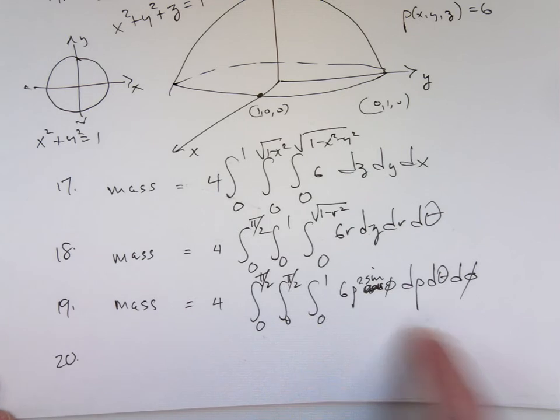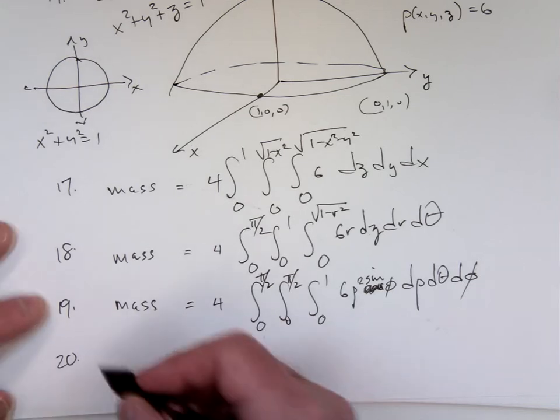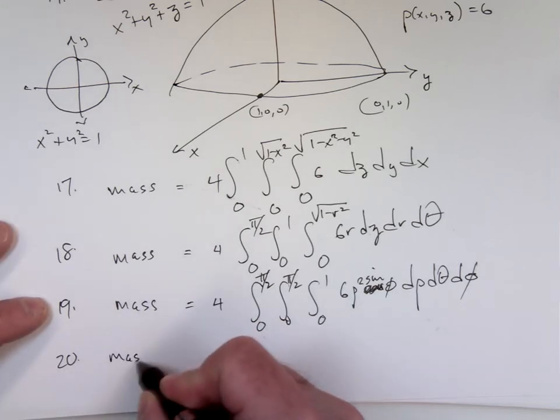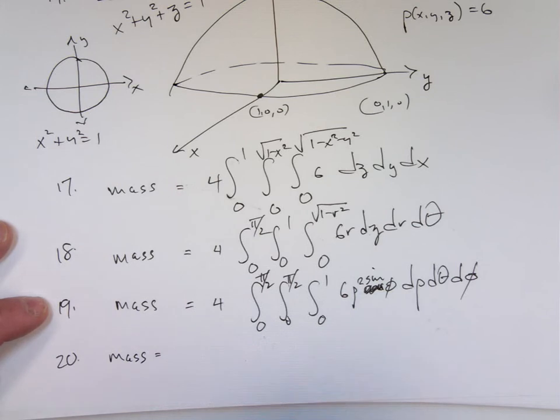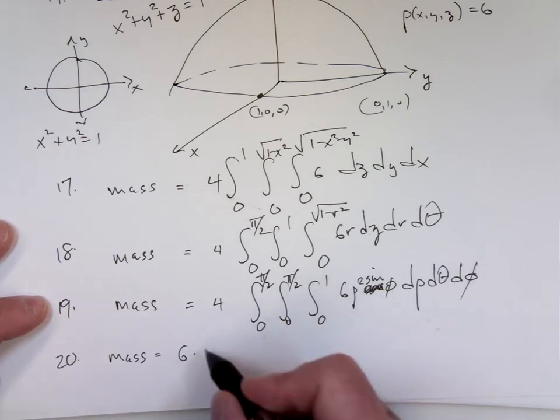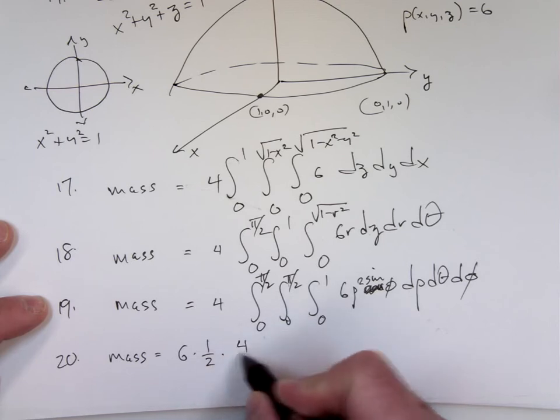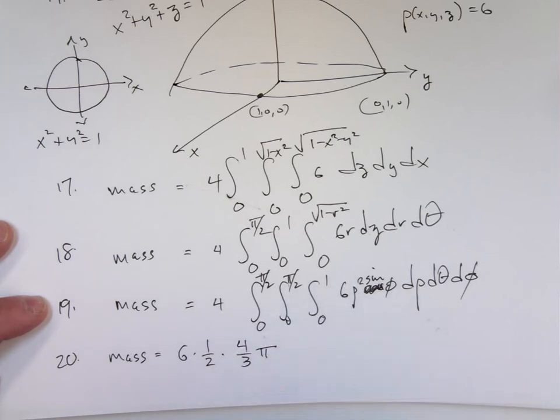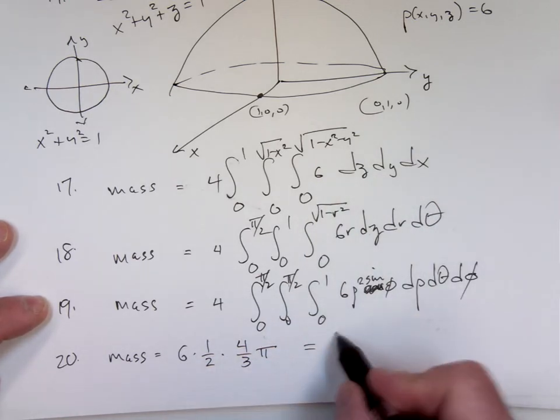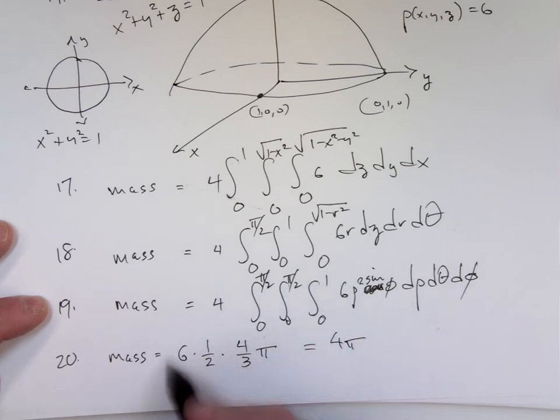But a fourth way is the best way of all. It's a constant density. Just use the volume of a sphere. The mass of this sphere would be its density function times its volume. It's a hemisphere, so it's 1/2 of 4/3 pi r cubed. R is 1. Just cancel out the 6's and the answer is 4 pi.